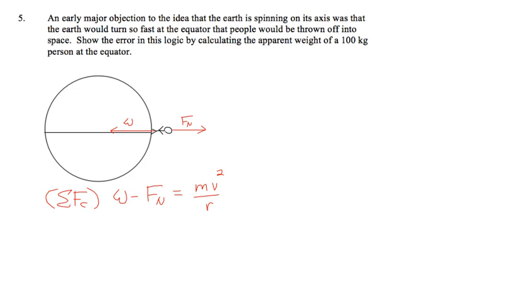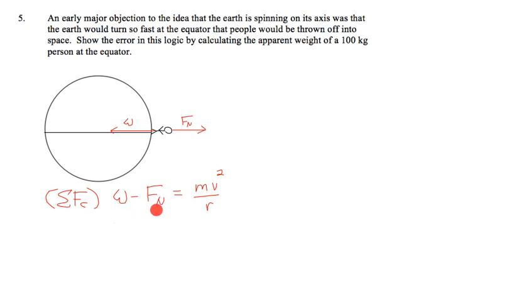Now, the weight: it's a 100-kilogram person, so W equals mg. What would the true weight be of this person? If I have a 100-kilogram person, what will their weight be? You should be able to do that in your head. 980, because 100 times 9.8 is 980. So this person's weight would be 980 newtons.